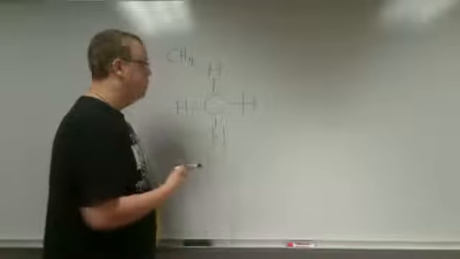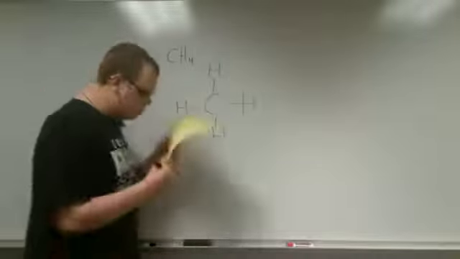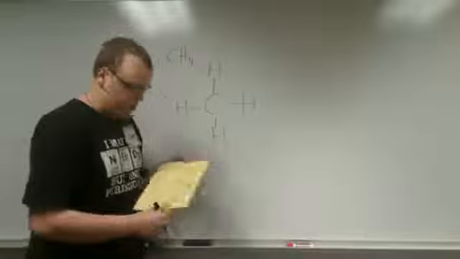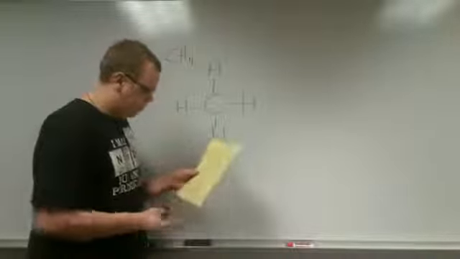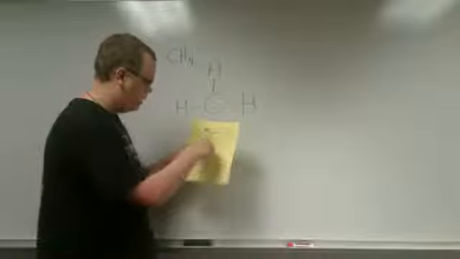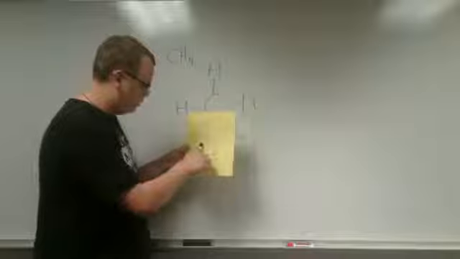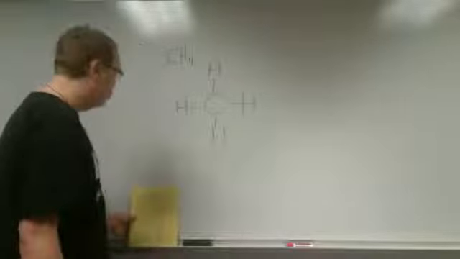But if you want to know the geometry of it, usually the most common way you'll see it is a little sheet like this. We have these down at the Learning Commons. Since there are 4 bonds around the central atom, we go down to 4 on the sheet, and it tells us it's tetrahedral. So the actual geometry would be like this.